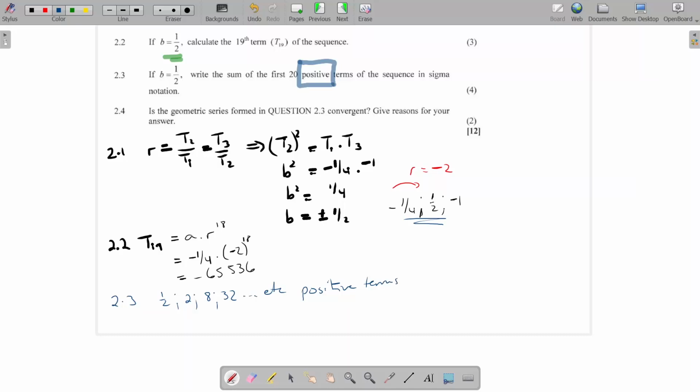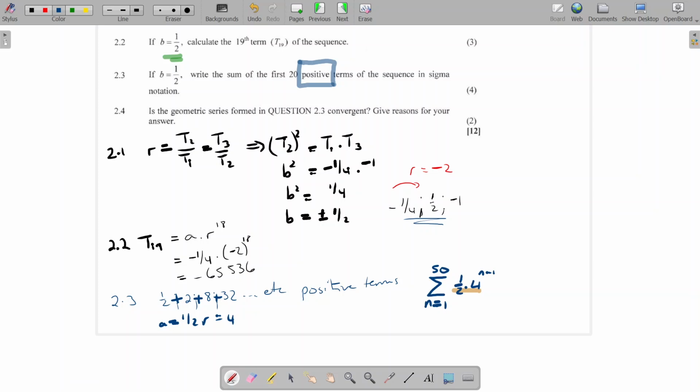Since we are dealing with sigma notation, what they're asking us to do is consider what happens if we were to add all these terms. So what we have here is sigma from n equals 1 to 20, because it is the first 20 terms. Let's rewrite this pattern as a term. Hopefully we get that a equals a half and r equals 4. So we have a half times 4 to the power of n minus 1.